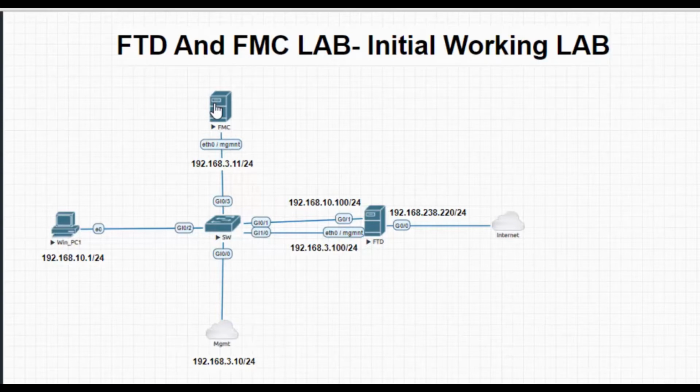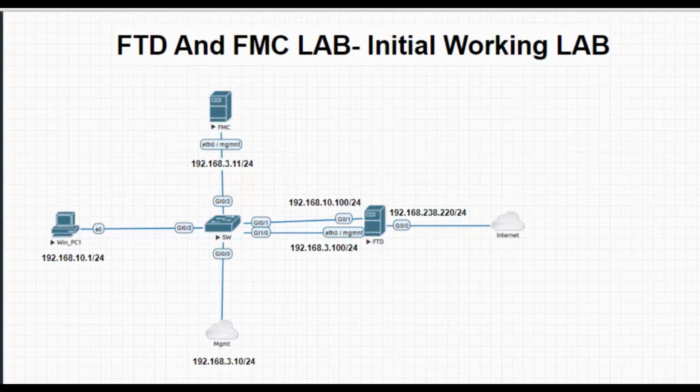In this, we are going to create a policy rule to access the internet from this PC. So what we will do is log into the FMC, create a basic rule and route, deploy that policy, and try to access Facebook, internet, and LinkedIn applications so we can reach the internet.